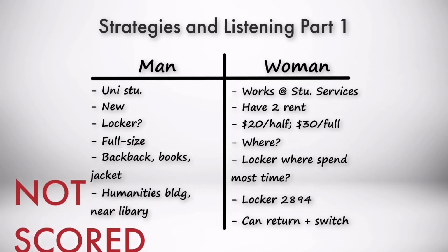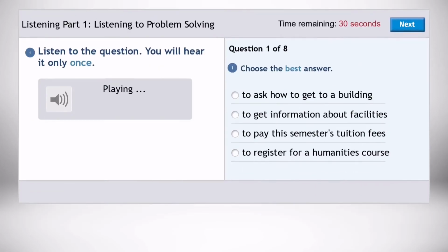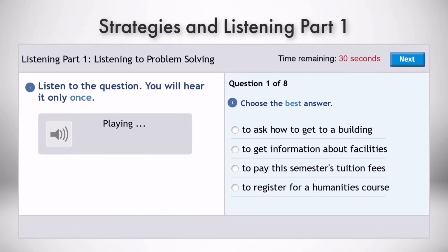Now here's a question from this part of the conversation. Remember that in listening parts 1, 2, and 3, you don't read the question, you only hear it. Why has the man come to the woman? I know from my notes that the man wants information about his locker. Lockers are a type of facility at universities, so B, to get information about facilities is the correct answer.